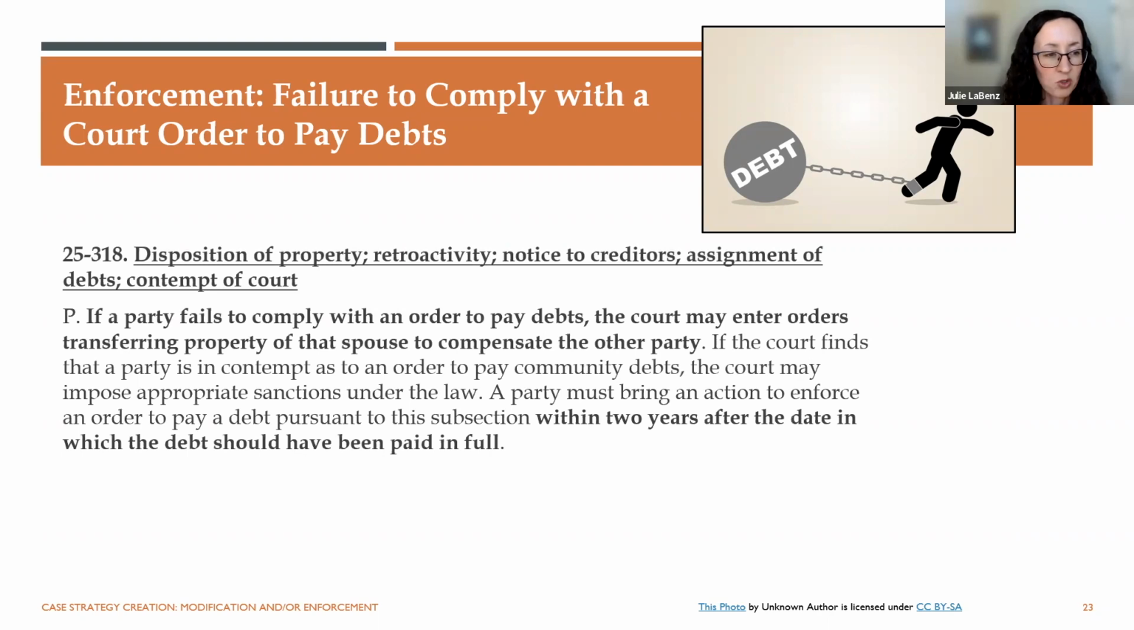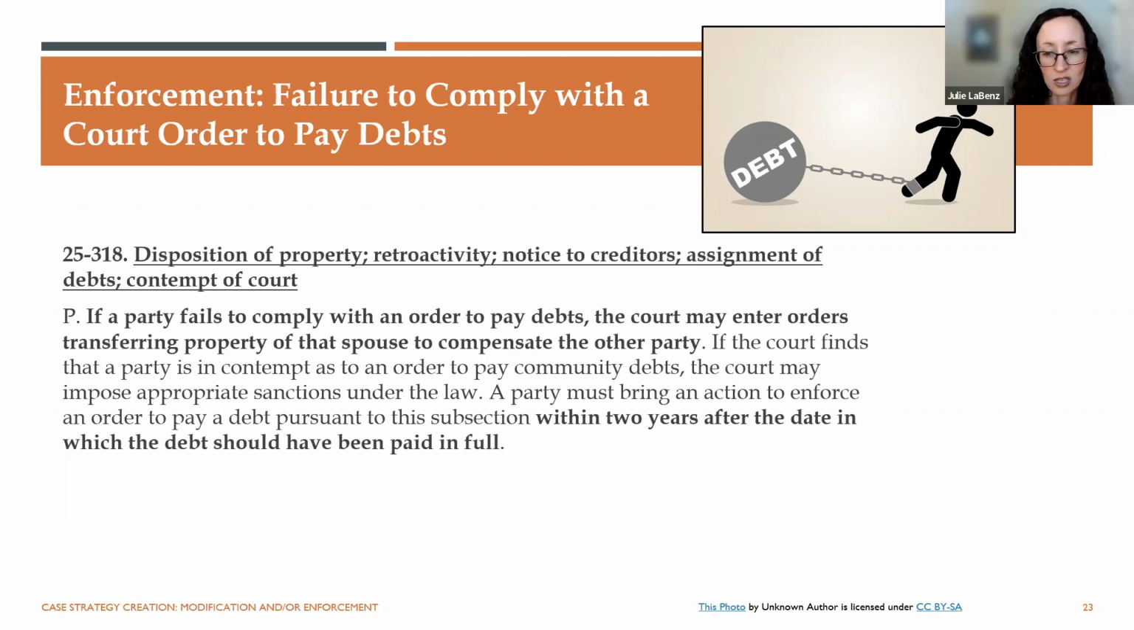And so we have 25-318P, and it explains that if a party fails to comply with an order to pay debts, the court may enter orders transferring property of that spouse to compensate the other. That's pretty powerful. Rather than just getting a paper judgment and then having to try to convert that into money, you can actually ask the court to order certain property in your spouse's possession to be transferred to you, for you to either become the owner and then use that property, or sell it to get your money.